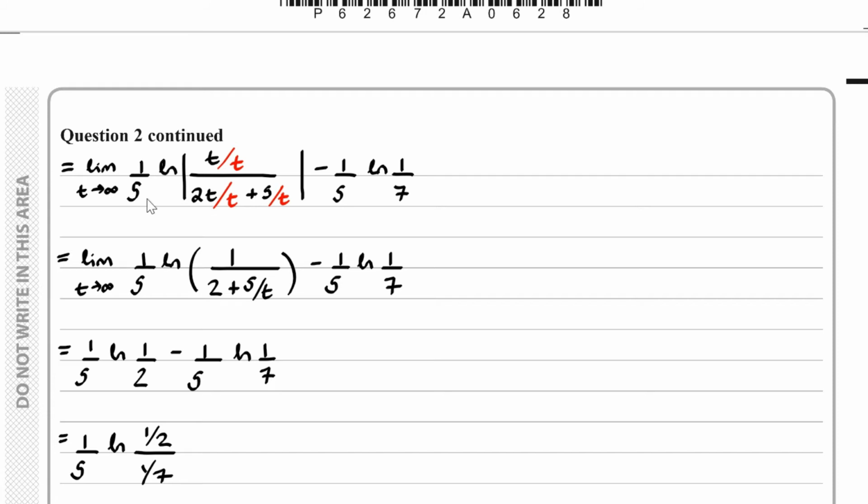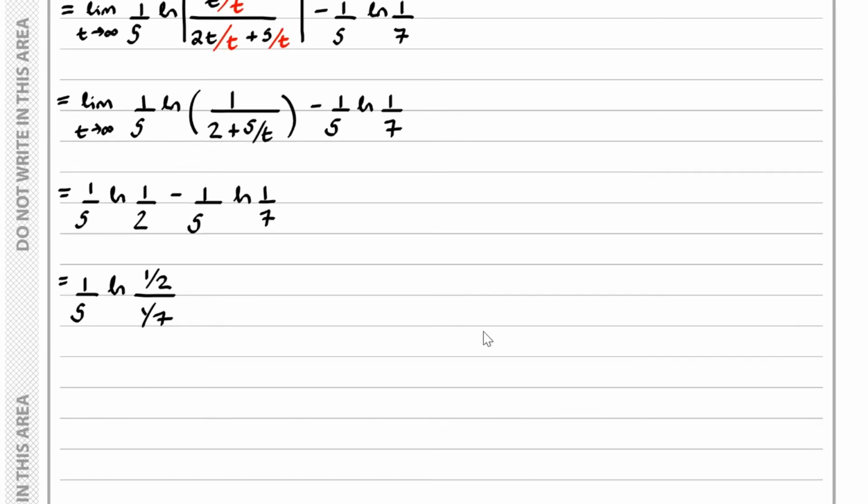So continuing to work all of this out, we'd have over here, in conclusion, 1/5 times by the natural log of 7 over 2. So this is our final answer.